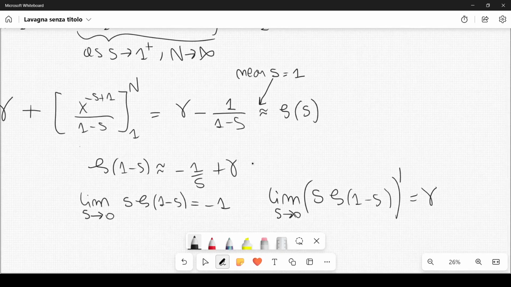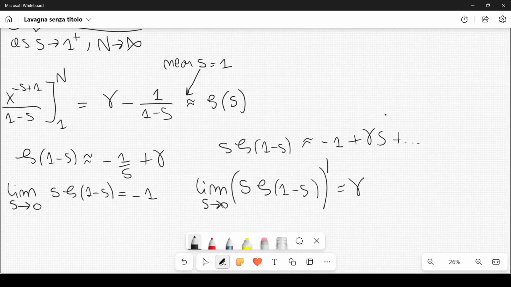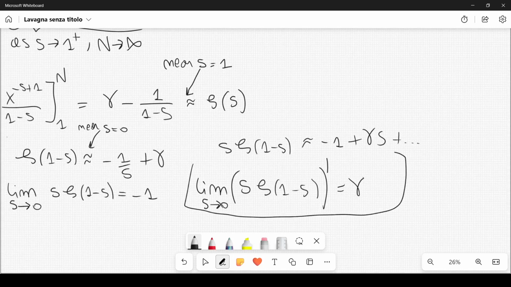And you can see it from here, because if you multiply s and then you have zeta of 1 minus s, this is approximately minus 1 plus gamma times s, and then you have higher order terms. So when you let s go to 0 here, because in this case you have to think that this holds near the point s equal to 0, you get this approximation, and of course you get these two limits, which are something that we are going to use.